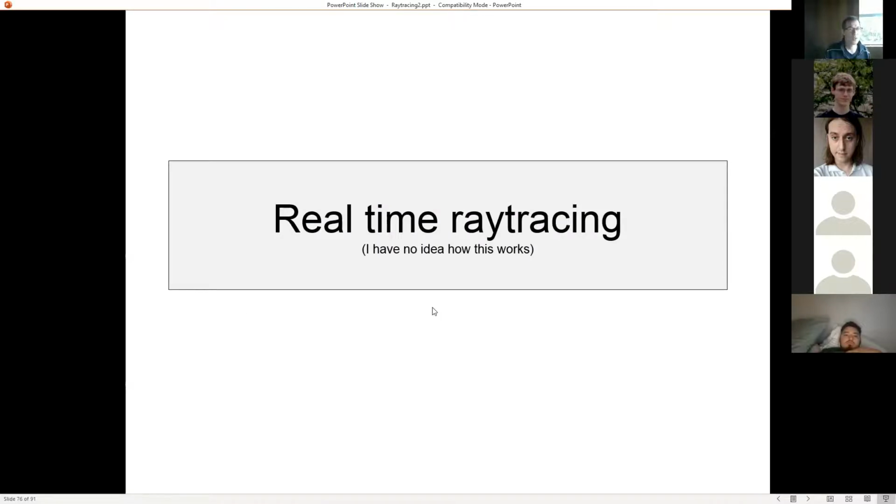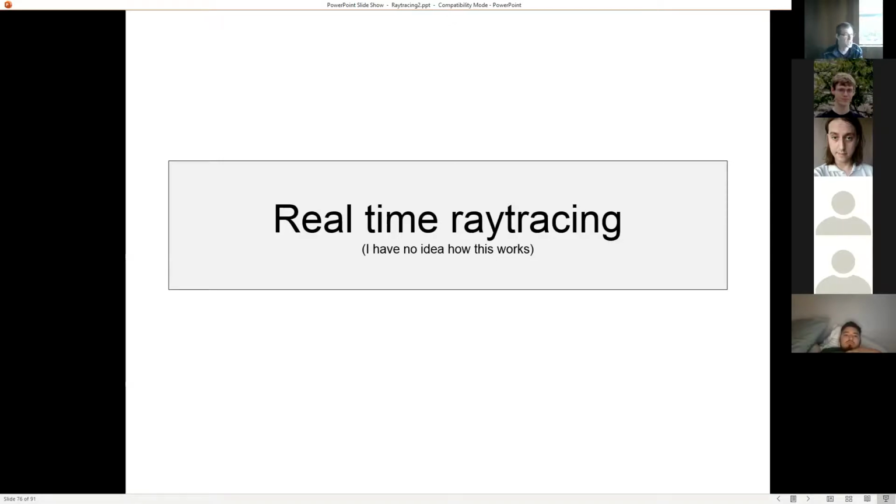Okay, real-time ray tracing. I have no idea how this works. I never used any real-time ray tracing. This is a pretty new addition, so I've never actually written code for real-time ray tracing on any of these modern graphics cards because it's a relatively new thing getting added. So I just haven't dealt with it.